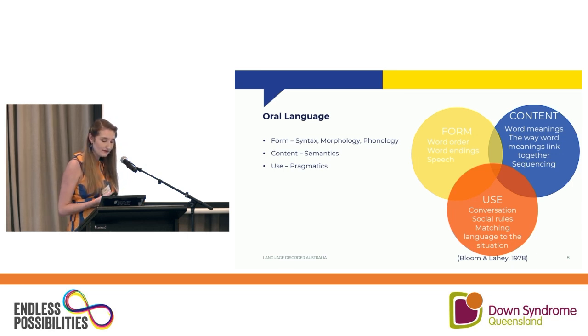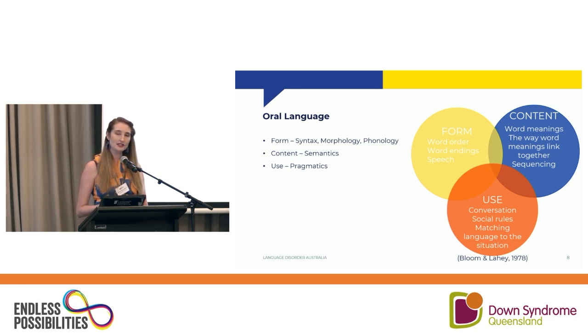And finally, we have the circle of use. This is more the pragmatic or social area of language. So thinking about things like conversational rules, being able to understand that a conversation is back and forth and not hogging the conversation. That is applied from our use circle. Thinking about topic maintenance, I'm over here presenting to you today, so hopefully I'm staying on topic. I'm not talking to you about my upcoming holidays. So that's my use skills coming into play here.